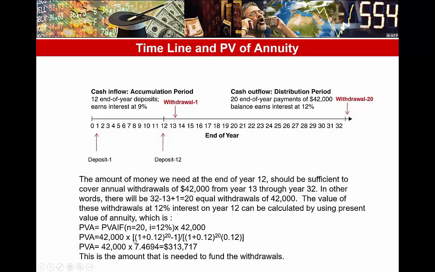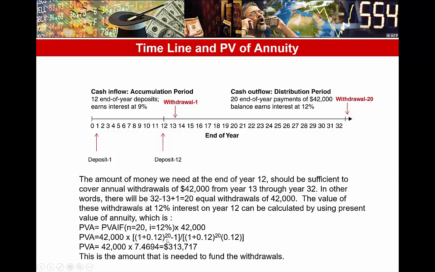So to solve that, we will use $42,000 as annuities, and we are going to use the present value of annuities interest factor, which is 1 plus interest rate to the power n minus 1, divided by 1 plus interest rate to the power n times interest rate. So in this case, the interest rate that is earned over the accumulation period is 12%. Number of years for accumulation is 20.